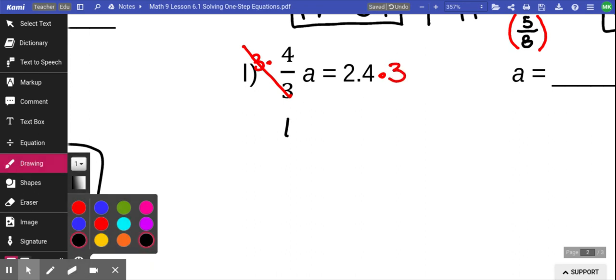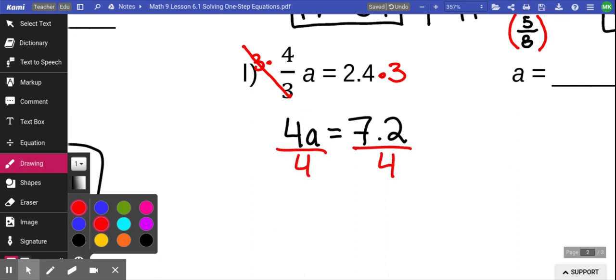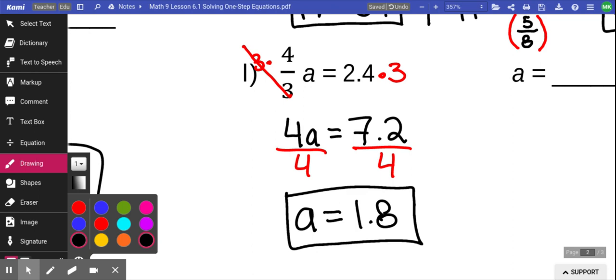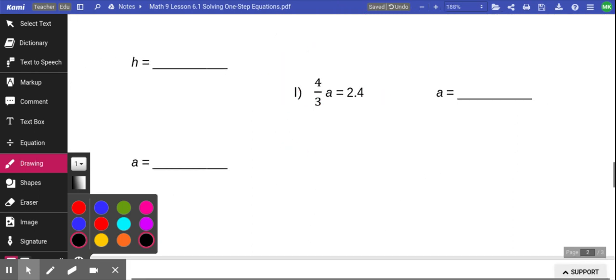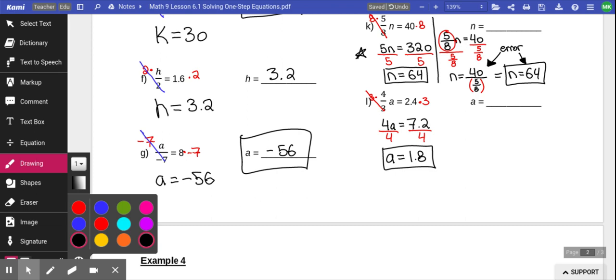This leaves me with 4A on the left equals 2.4 times 3, which equals 7.2. Then I need to get rid of the 4 by dividing both sides by 4. That will leave me with a final answer of A equals 1.8. Awesome. That's how to get rid of things that are being multiplied and divided.